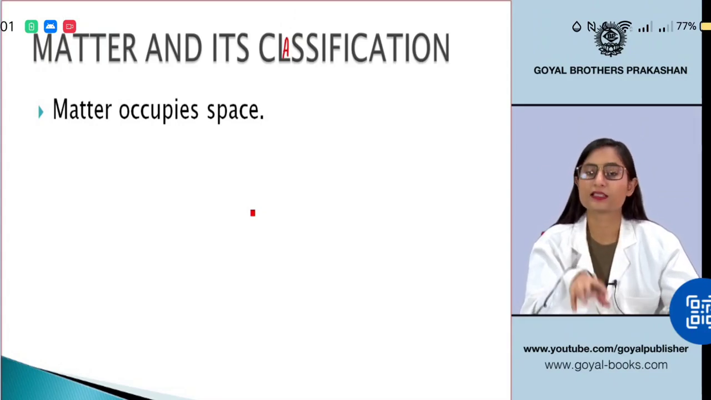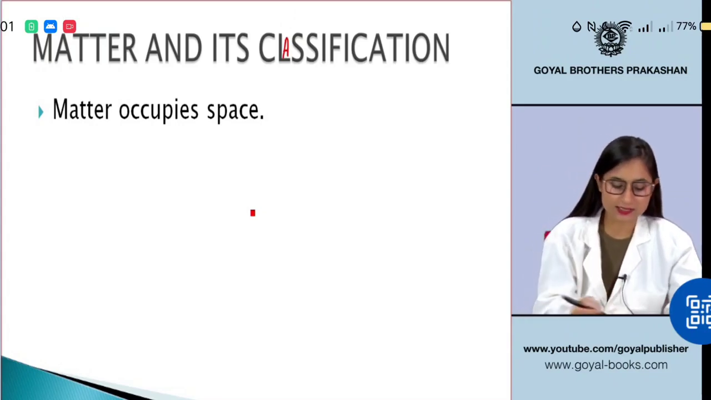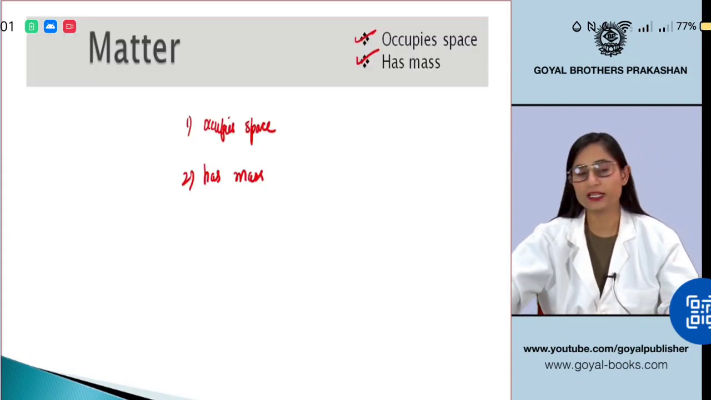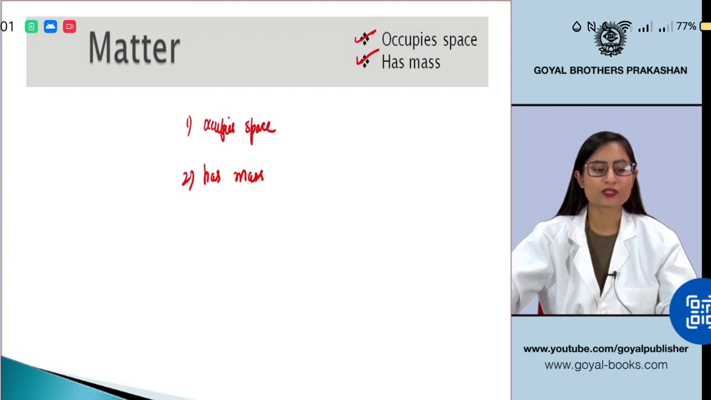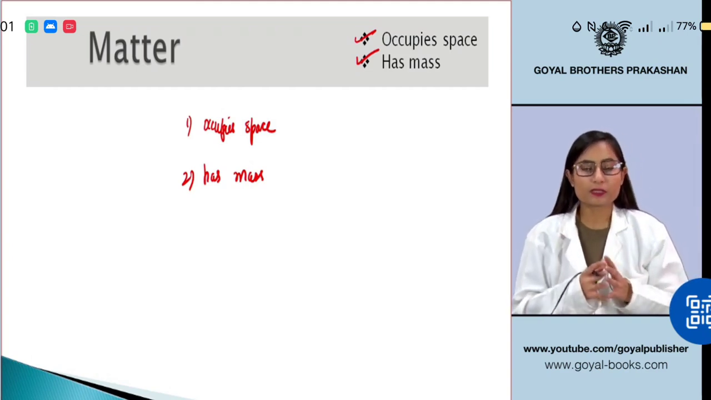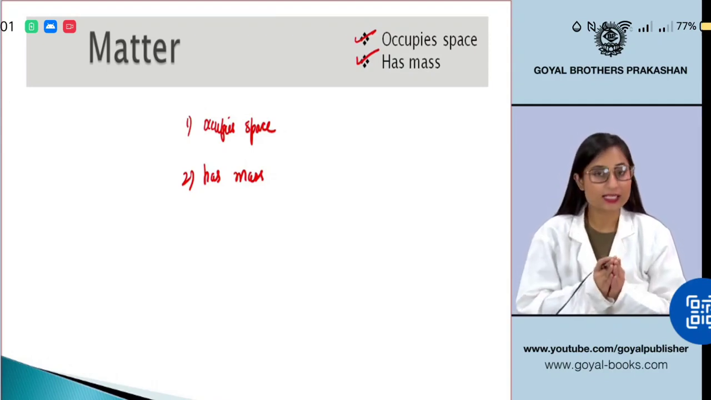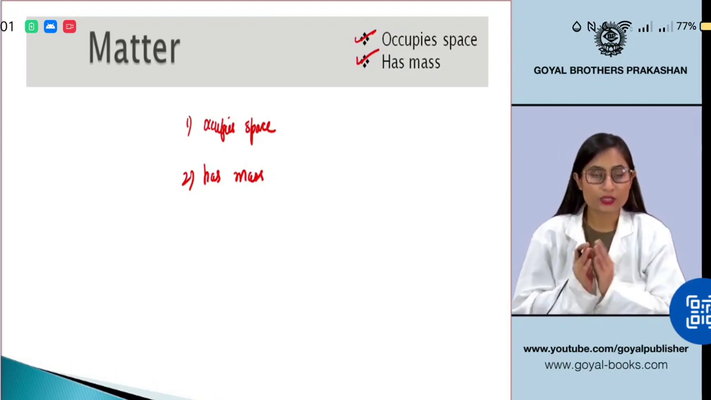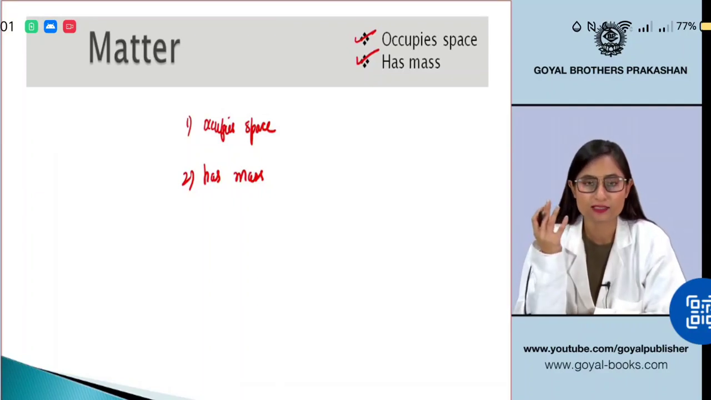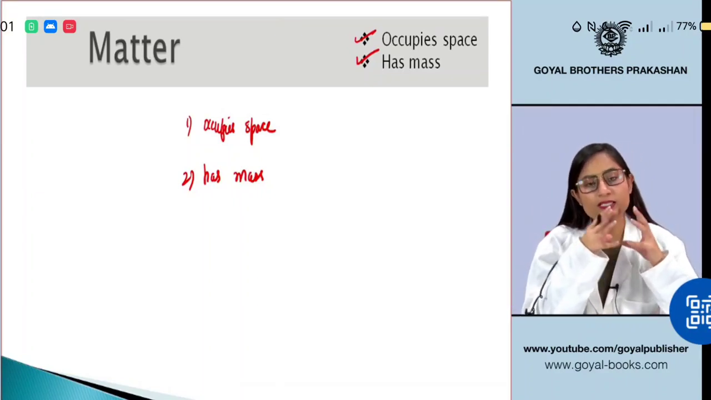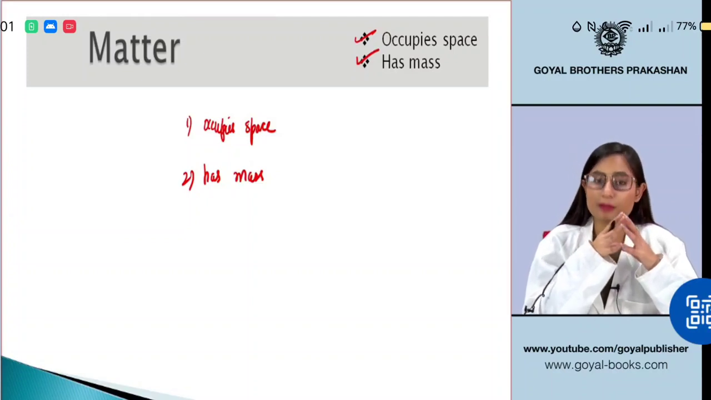Firstly, let us read in detail how we say that matter occupies space. How can you relate it to yourself in daily life? Students, it must be kept in mind that everything which we perceive with our senses is not matter, which means that sometimes you have feelings, you have emotions. You cannot consider them as matter, correct? Your emotions, your anger, cannot be considered matter.